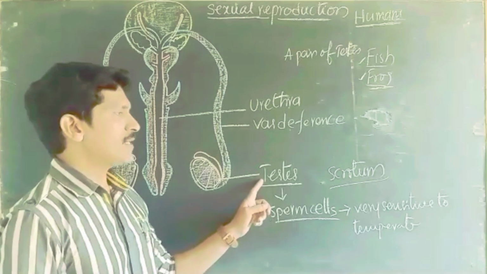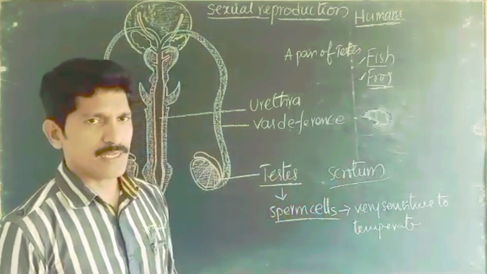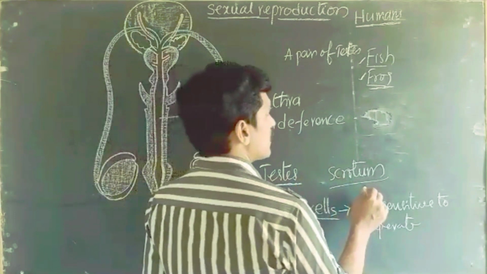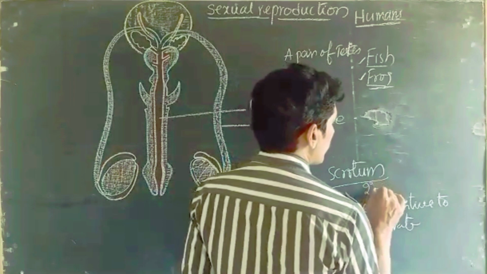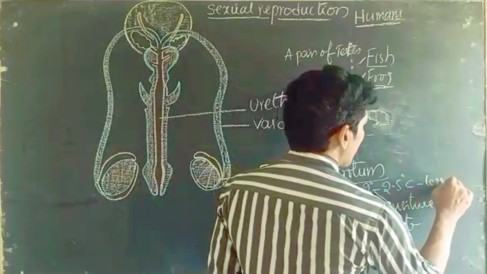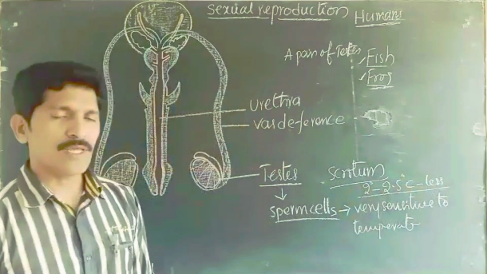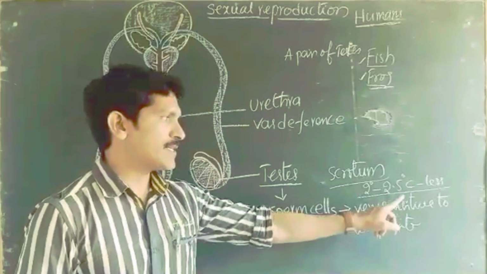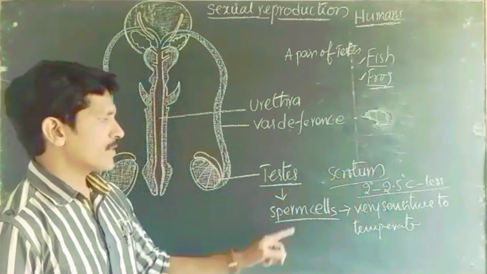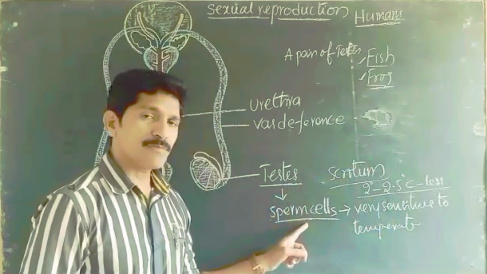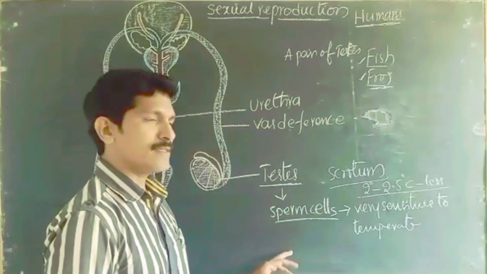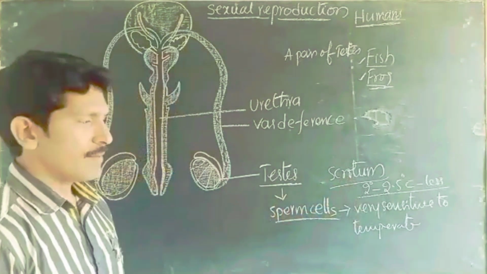So the testes are present outside the body in a sac-like structure called the scrotum, and the temperature in the scrotum is nearly 2 to 2.5 degrees Celsius lower than the body temperature, so that the testes can easily produce the sperm cells and the sperm cells are able to survive, right? This is the reason the testes are present outside the body.